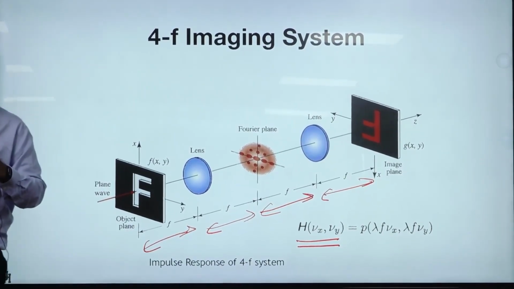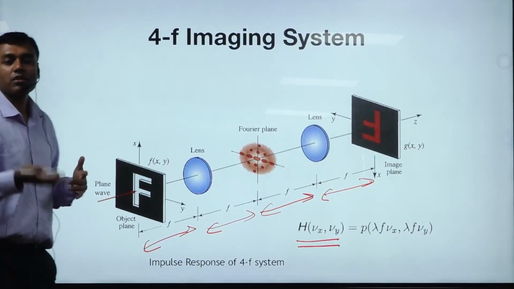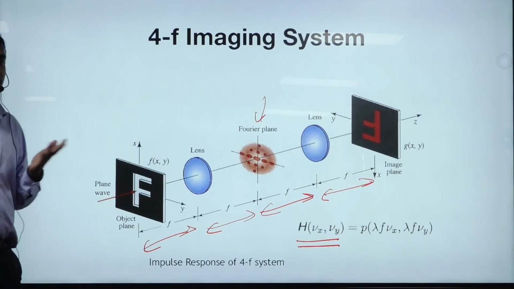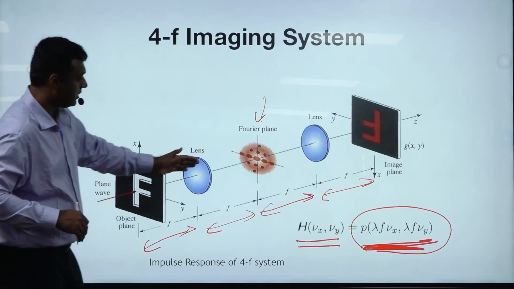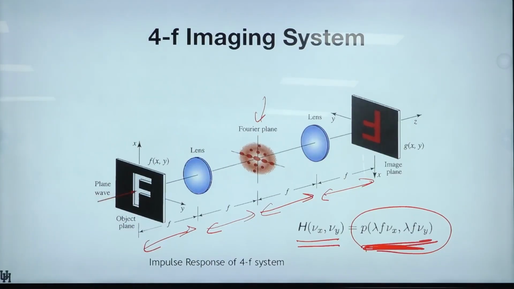In general, it can be some kind of a transparency which has some pattern on it, which keeps some frequencies and removes other frequencies. You can think of this as a two-dimensional filter which transmits some frequencies and blocks others, and the transfer function is equal to this function p in this domain. Does this make sense? Any questions?